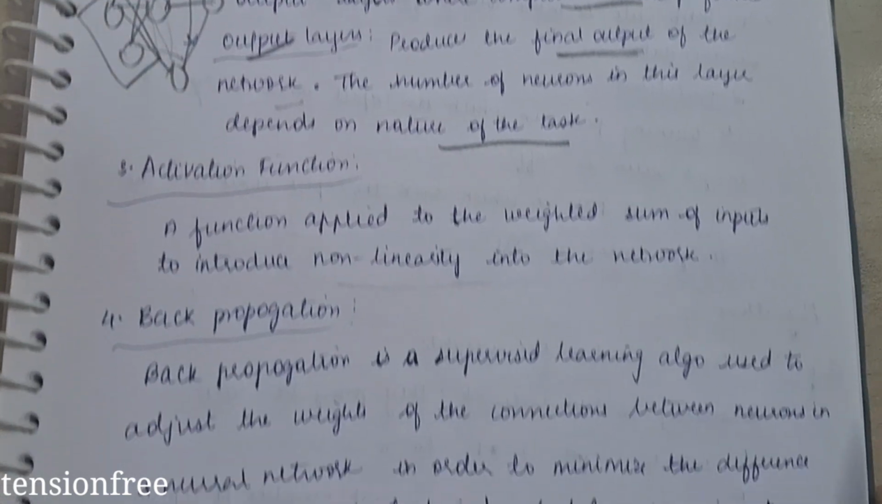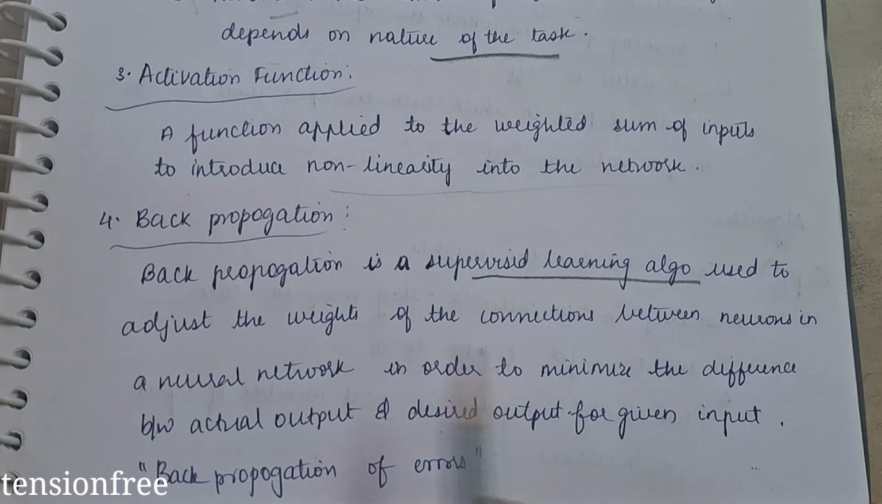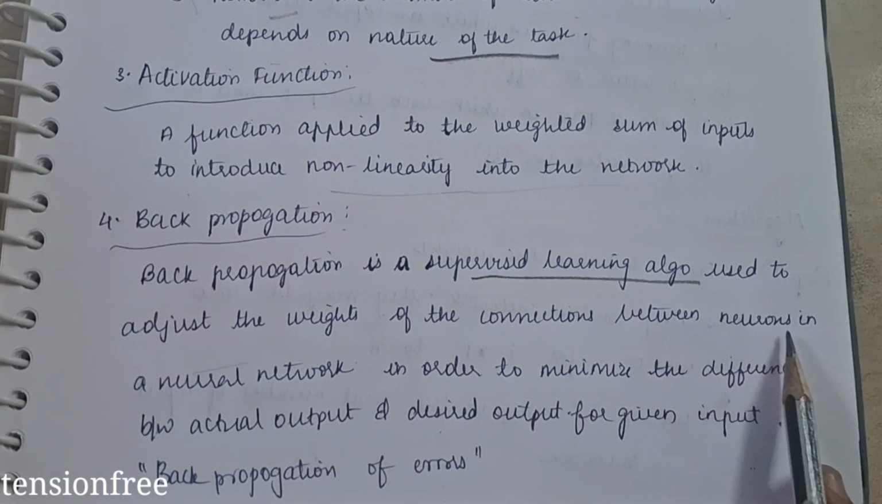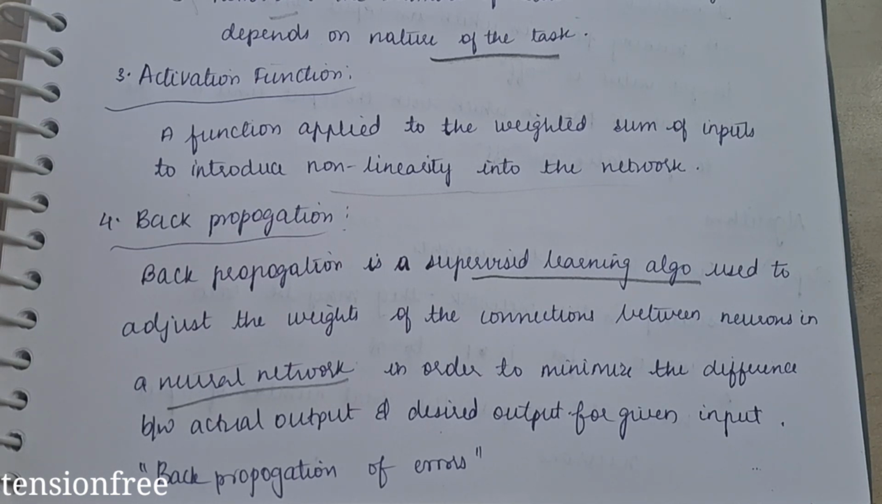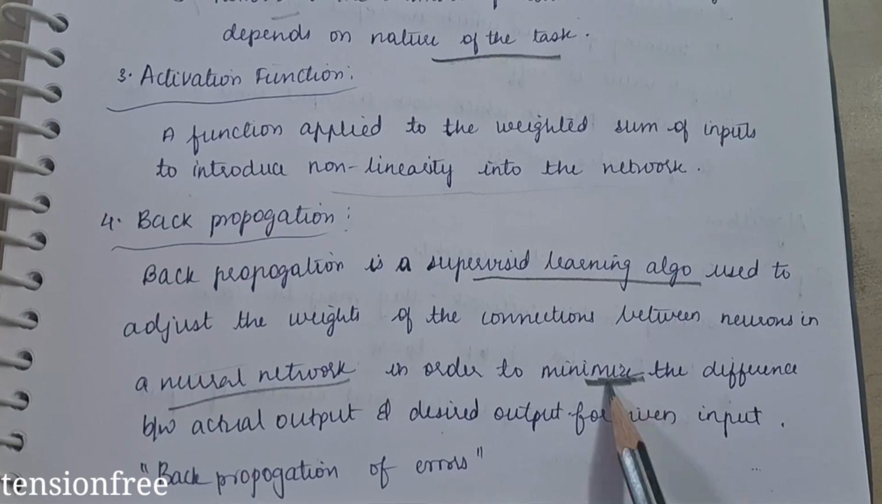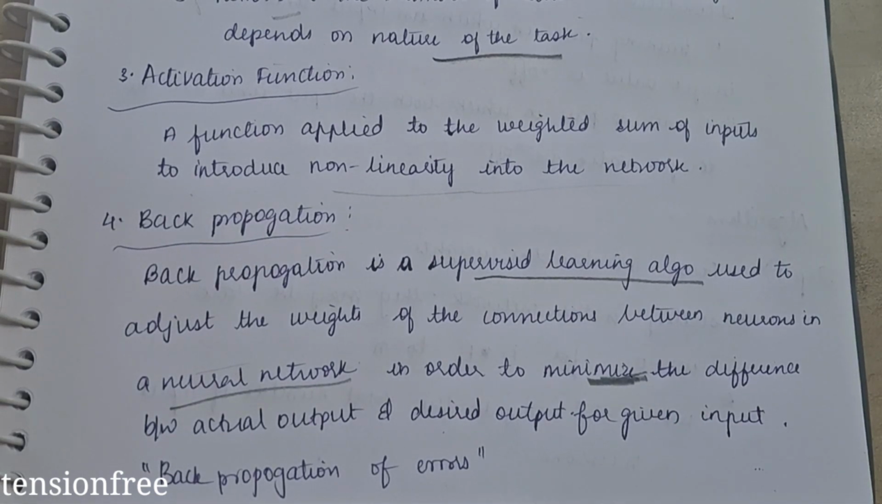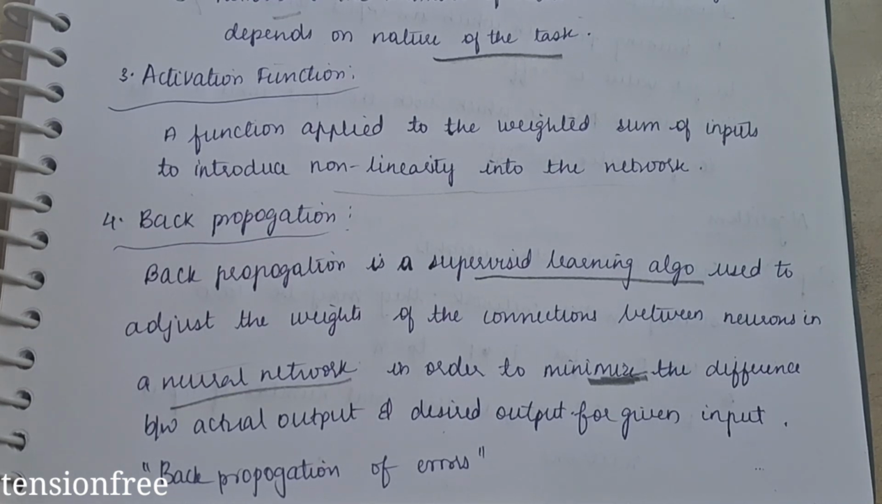Coming to backpropagation. Backpropagation is a supervised learning algorithm used to adjust the weights of connections between the neurons in the neural network. It adjusts the weights to make sure that the difference between the actual output and the desired output for the given input is minimized. That is, there should be a minimum difference between the actual output and the desired output.